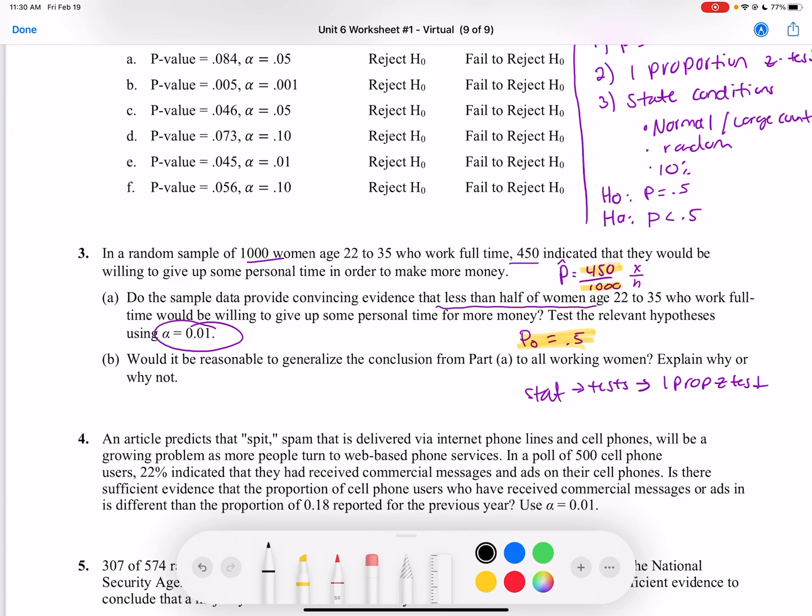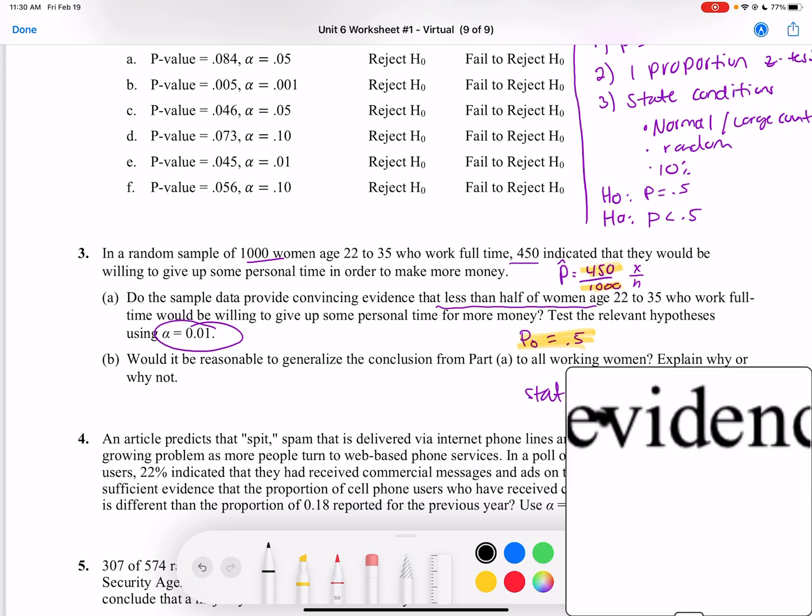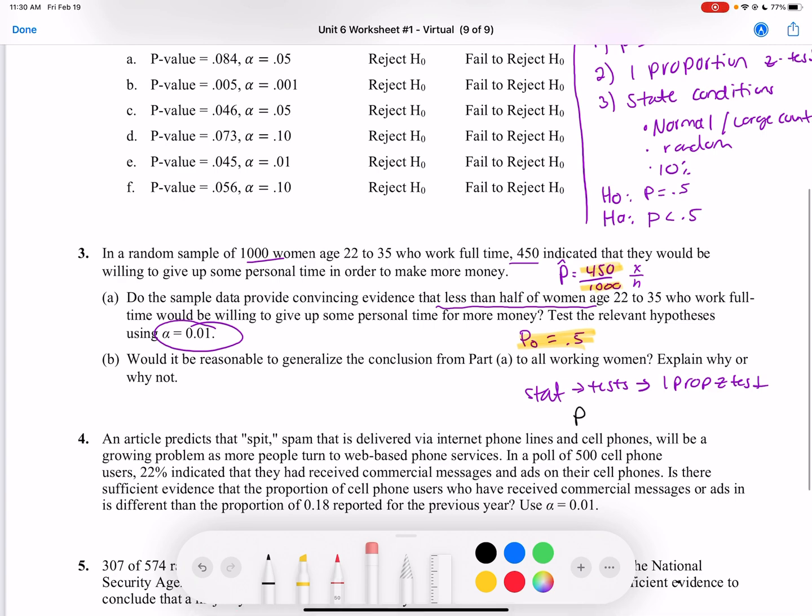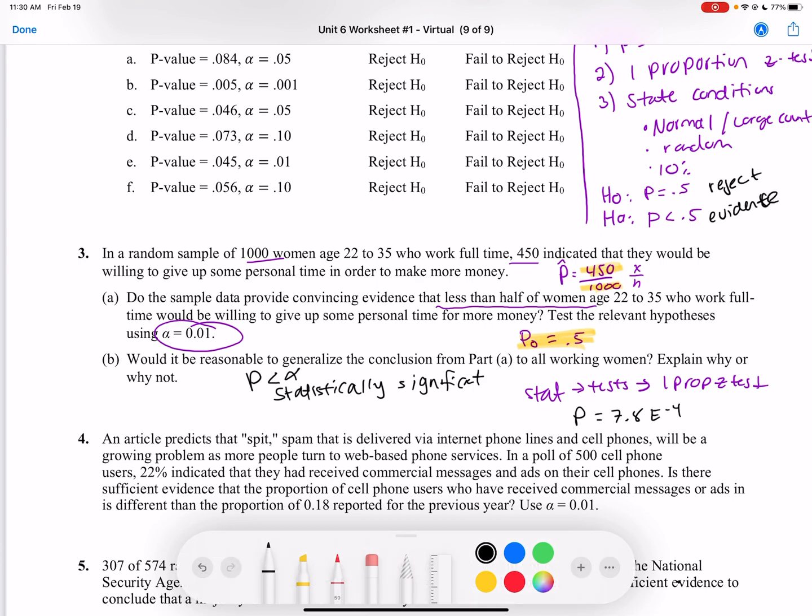When you press calculate, it tells me that my p-value is 7.8 e to the negative fourth. That's really, really small, so that p-value is less than the alpha value. That's what makes it statistically significant. And when it's statistically significant, we reject the null hypothesis, and we have evidence of our alternative hypothesis.